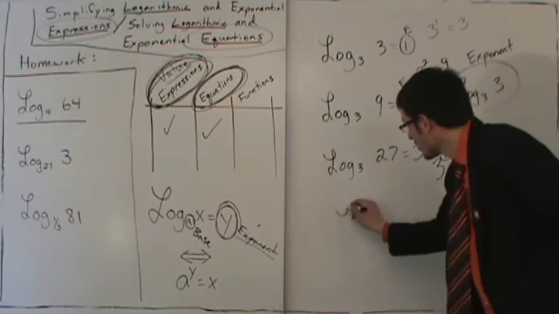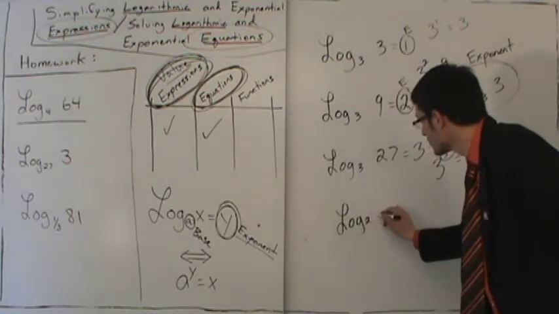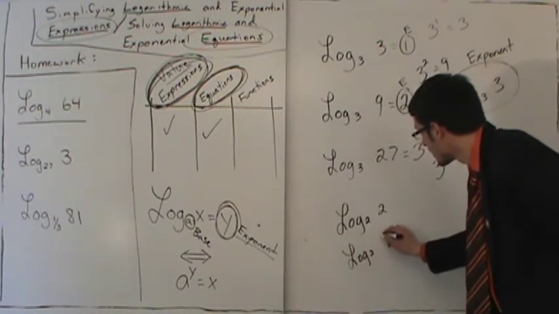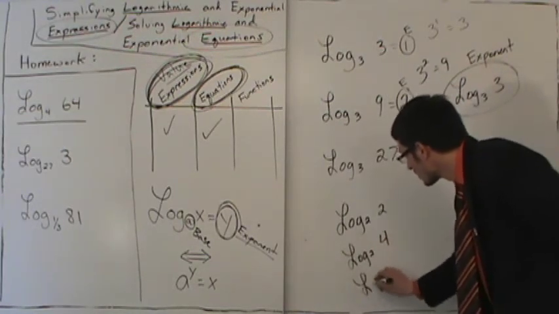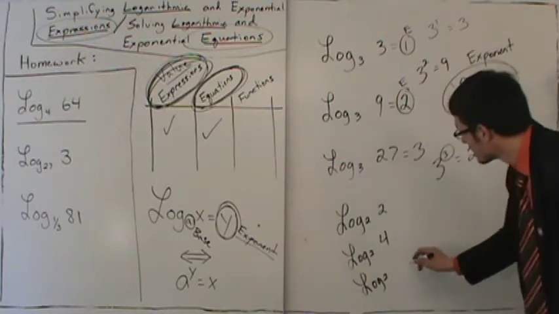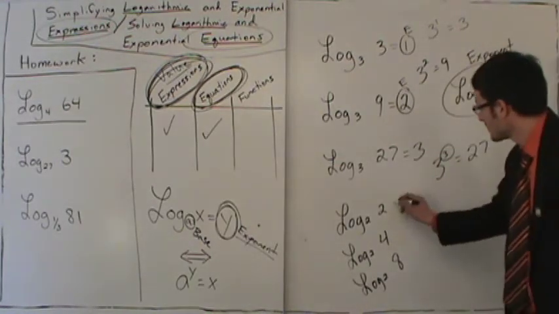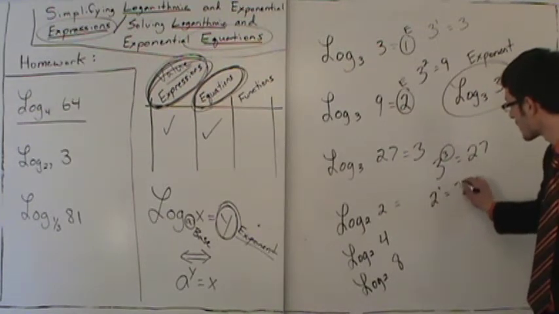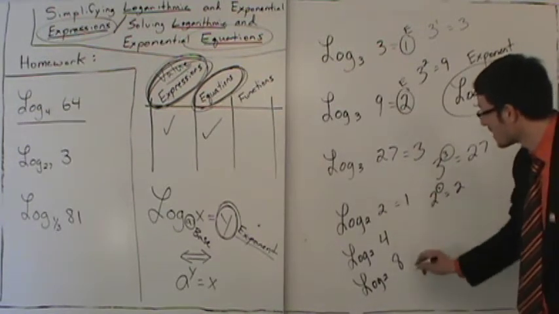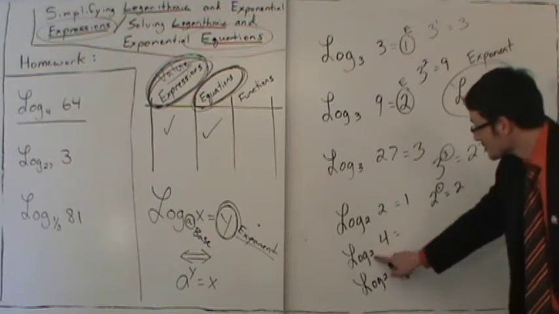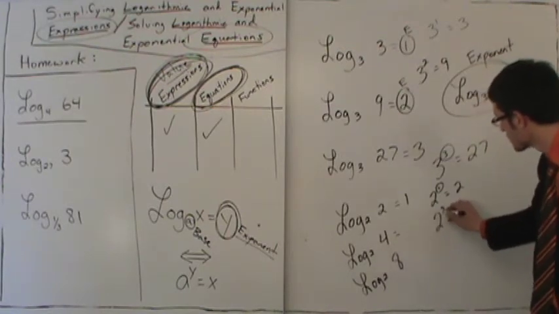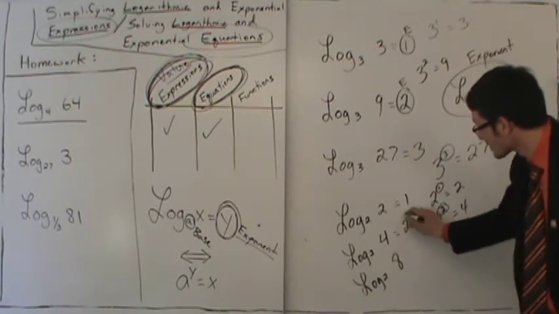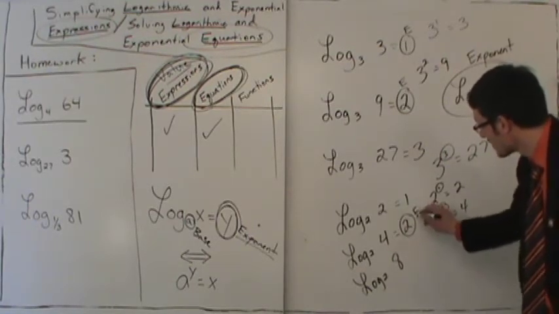Now let's look at log base 2 of 2, log base 2 of 4, log base 2 of 8. We're asking 2 to what power is 2? Well, 2 to the first power is 2, so our answer is the exponent 1. 2 to what power is 4? Well, 2 squared is 4. The exponent is 2, so 2 squared is 4. This is your exponent. This is your answer.